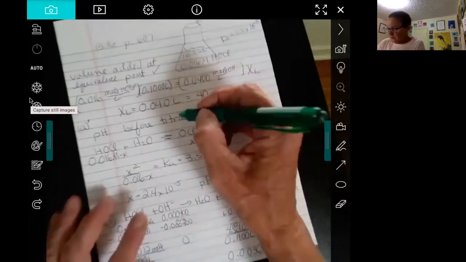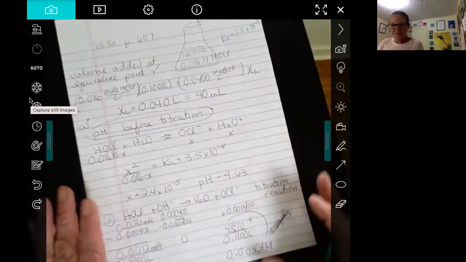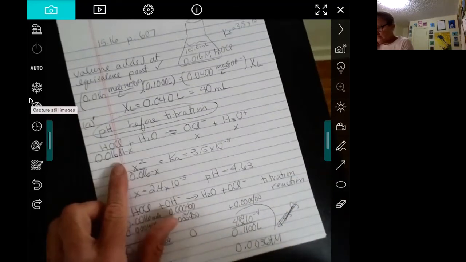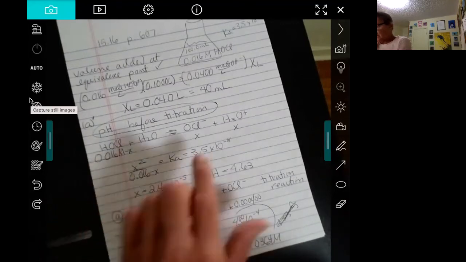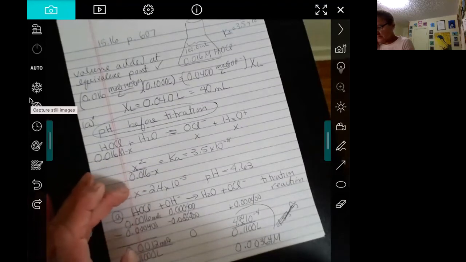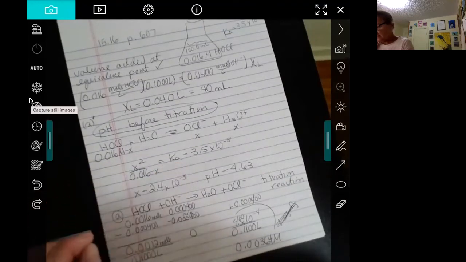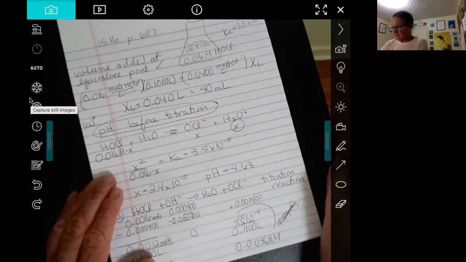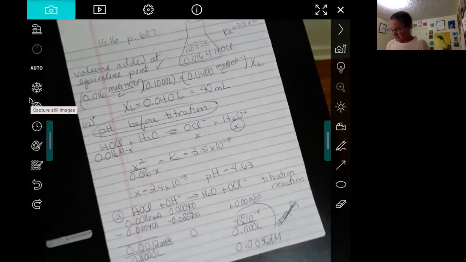So before the titration, I'll call that A prime, before A in the problem, we have just HOCl at 0.016 molar. It's going to dissociate to make the conjugate base and H3O plus. So x squared over 0.016 minus x equals our Ka. When I solve for x, I got 2.4 times 10 to the minus 5. X is the H3O plus concentration, so pH equals 4.63. That would be the first point, before we start adding OH minus. And then we move on to A.